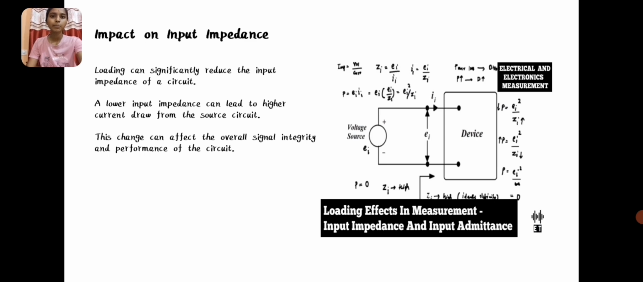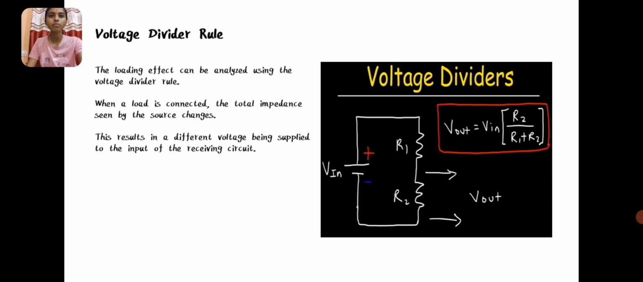Impact on input impedance. Loading can significantly reduce the input impedance of the circuit. A lower input impedance can lead to higher current drawn from the source circuit. This change can affect the overall signal integrity and performance of the circuit.